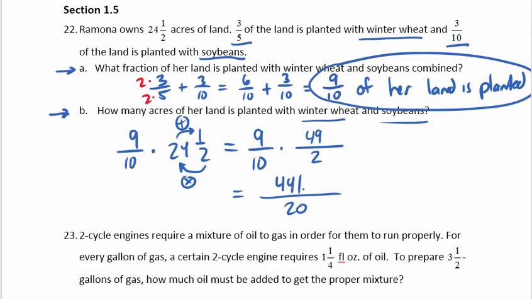441. Now, I think in this problem, if I said 441 over 20 acres, that's really hard to visualize or get a handle on. So it makes a lot more sense to answer this question with a mixed number. So I'm going to go ahead and divide 20 into 441. Let's see, 20 goes into 400 20 times. So that'd be 22 whole times with 1 left over. So 22 and 1/20 acres are planted.